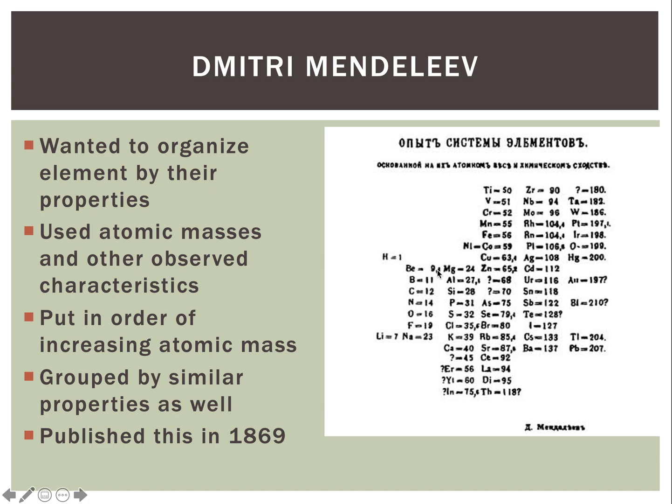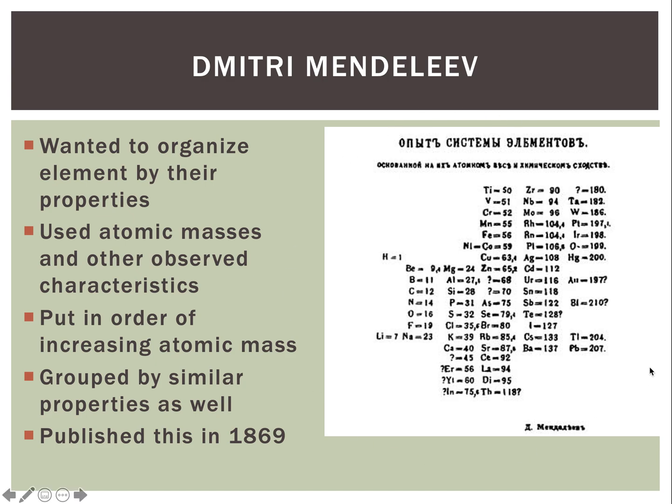So you can see like 9, 11, 12, 14, 16, 19, 24, 27, 28, 31. So elements are listed in order of increasing atomic mass. But what he also did was he grouped elements by similar properties. So you can see like lithium, sodium, potassium, rubidium, fluorine, chlorine, bromine, iodine. So these are groups of elements that are still the same today.